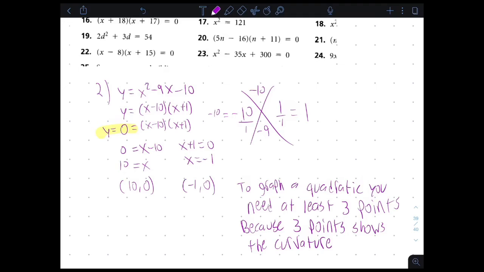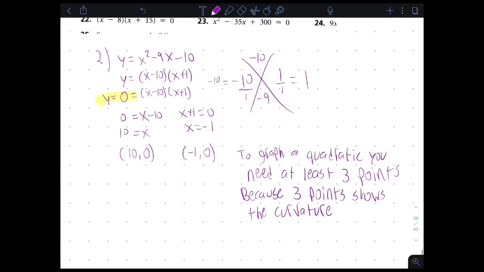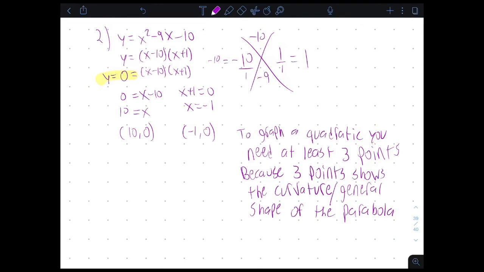And the curvature is like the steepness of the parabola, the general shape of the parabola. That means how skinny it is, how fat it is, whether it increases very rapidly or if it takes a lot of x's. Do I need to plug in 100 to get a good y value, or do I need to just plug in the number 1 and I'll get a good y value? So we need 3 points.